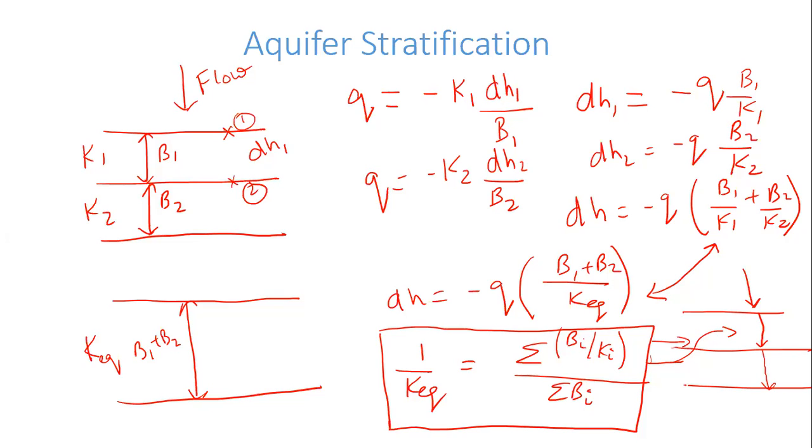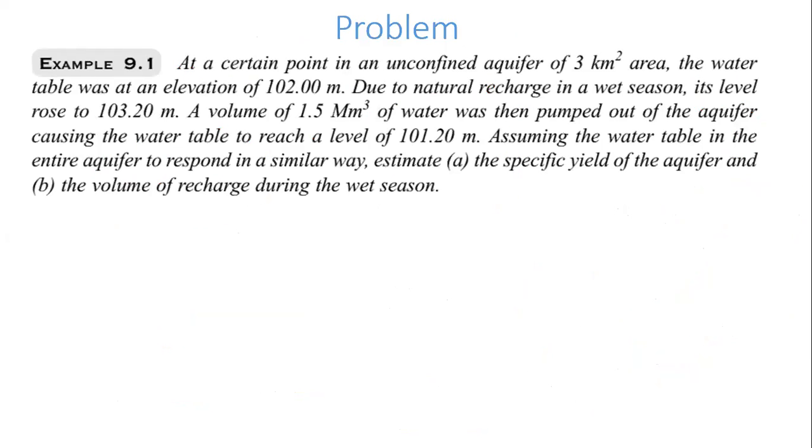All right. Okay. So now let's try to solve one simple problem on the concepts that we've discussed so far, and then we'll move on. Let us say at a certain point in an unconfined aquifer of 3 kilometer square area, the water table was at an elevation of 102 meters. Due to natural recharge in a wet season, its level rose to 103.2 meters.